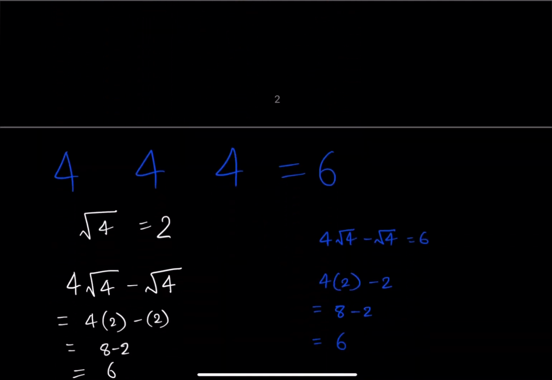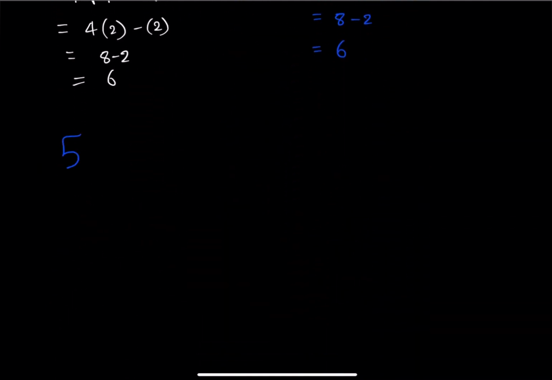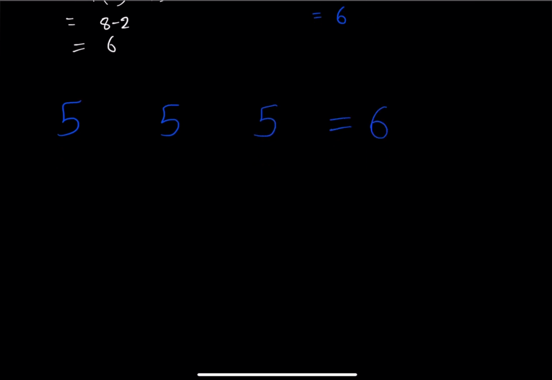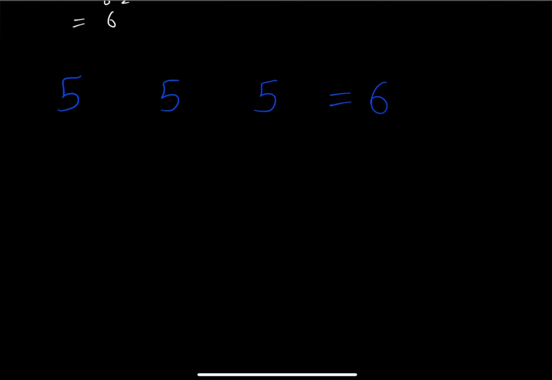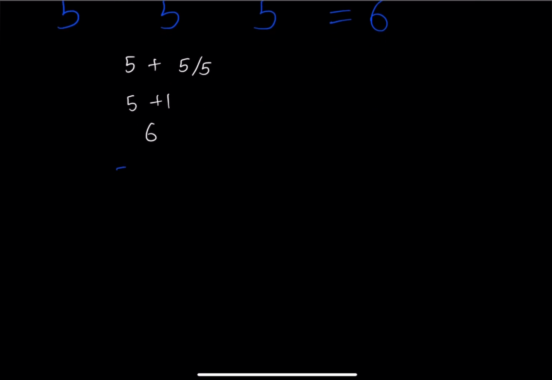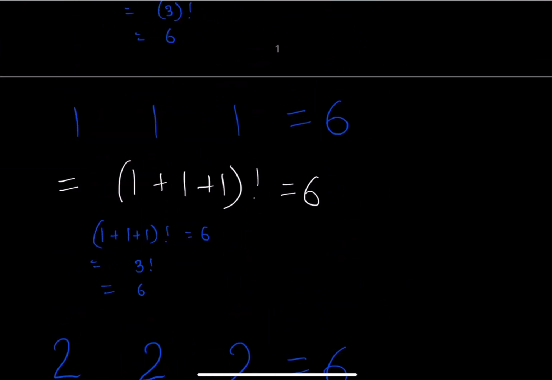Okay, so now our next one over here is 5, 5, 5. And we need to figure out how that would give us 6. So there are a few answers to this, but the one I'm going to stick to is 5 plus 5 divided by 5, because that would give us 5 plus 1, which gives us 6. So I'm going to write that down right here. 5 plus 5 divided by 5 gives us 5 plus 1, which gives us 6.